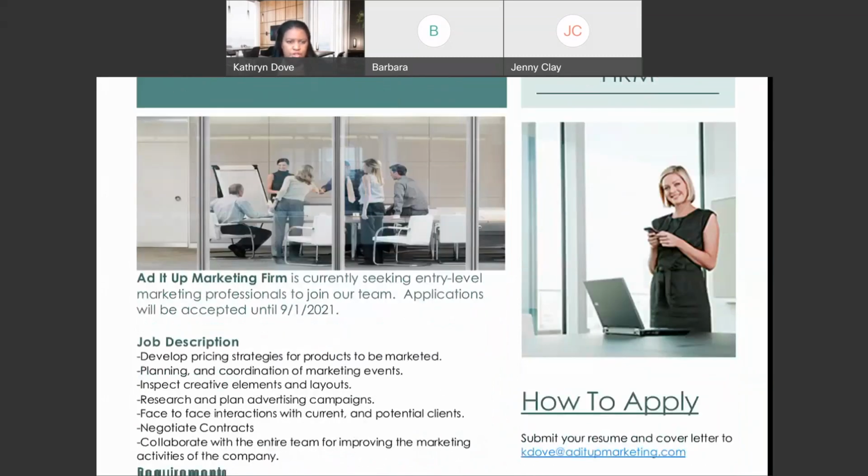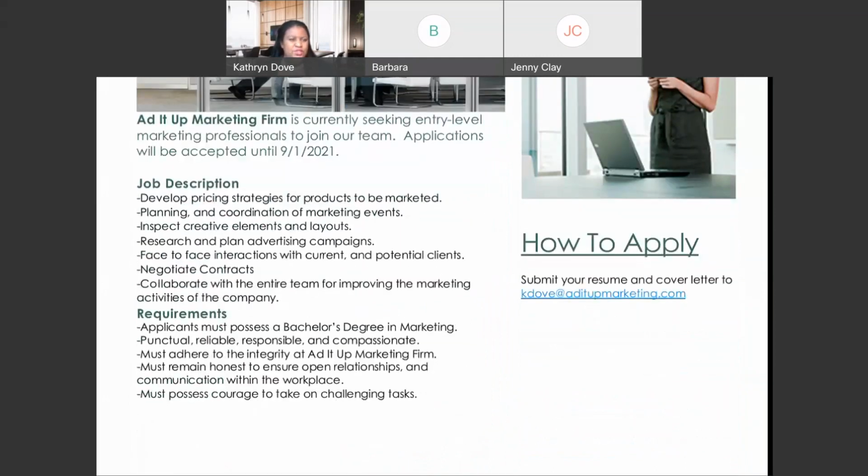Add It Up Marketing Firm is currently seeking entry-level marketing professionals to join our team. And it's got pretty pictures and clip art to make it look professional. And this student has a description of the job: developing pricing strategies for products to be marketed, planning, coordinating marketing events. And then it has the requirements. It says that the ideal applicant must be punctual, reliable, responsible, compassionate, honest. They have to have courage. So there's their 5 ideal virtues that the job applicant has.